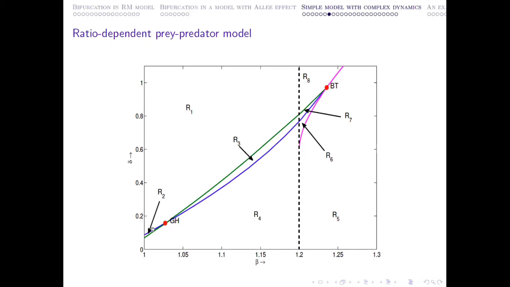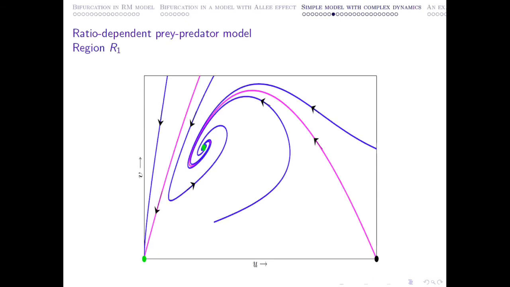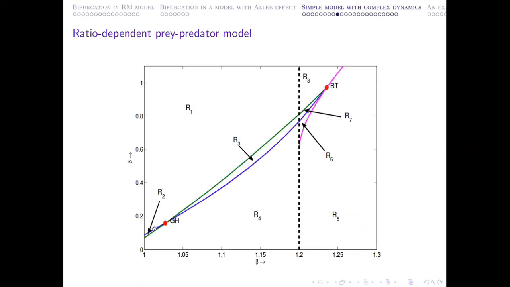It means on the one side, you will have stable limit cycle. On the other side, you will have unstable limit cycle. And these are the phase portraits for different regions. In R1, you can find this is stable, and at the same time origin is also stable. So their basins of attraction are separated by these separatrices.